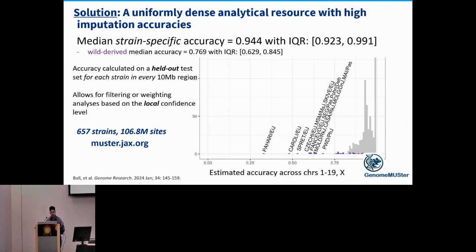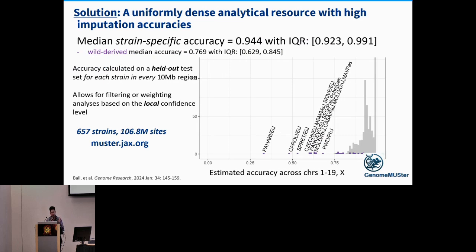So what we did is, and I can talk to you about this after, I don't have time to go into the details, but we developed this imputation algorithm that is quite fast and also quite accurate. And so what you're seeing here on the right is a histogram of each strain-specific accuracy. So how did we do that?